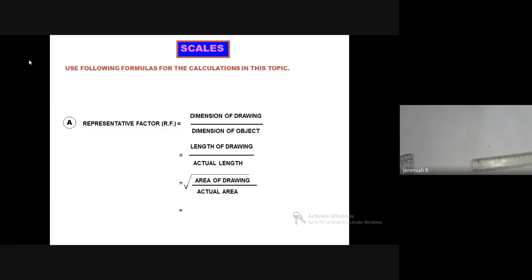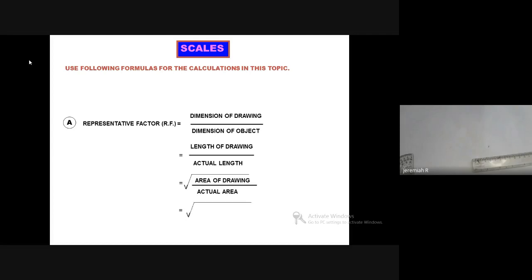If it is given in terms of area, if the unit is given in mm square or meter square, we have to take the square root of the area of the drawing divided by the actual area. For example, if the area of the drawing is 50 and the actual area is 500, then 50 by 500, and you have to take the square root. That is your representative fraction. So if the value is given in terms of area, like 50 mm square or 50 centimeter square, we substitute into the formula to calculate the representative factor.